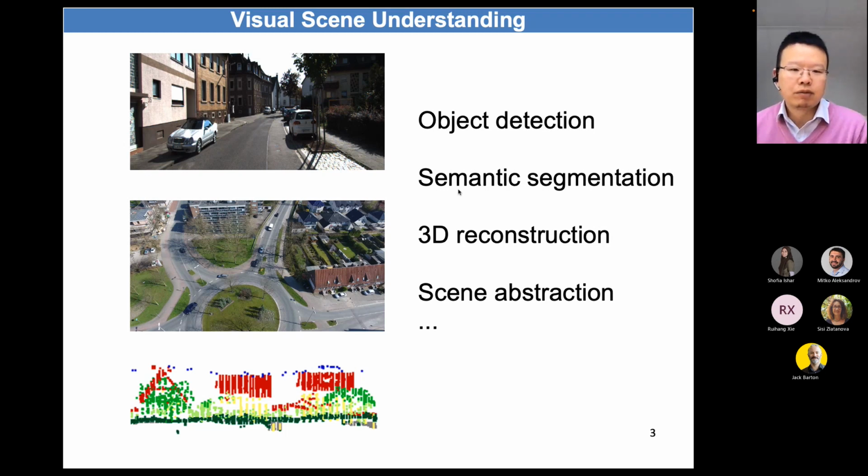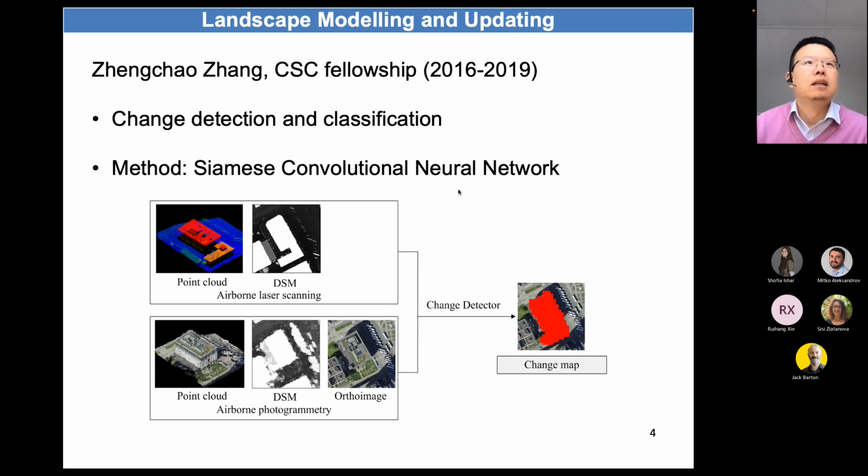Maybe at the beginning, I will give you a few slides on what my group has been working on in the last couple of years, just to give you an impression of what visual scene understanding is about. It's not all of it, but we are working on part of that. One example is my former PhD student, Jen Chao, who is working on landscape modeling and updating. This is basically about change detection and classification. The method we used is SAMIS and a convolutional neural network.